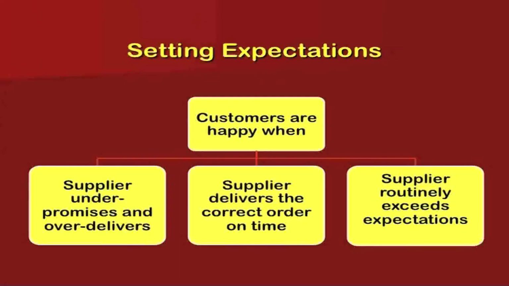Then there is setting expectations. Customers are happy when the supplier under-promises and over-delivers. When the supplier delivers the correct order on time, the supplier routinely exceeds the expectation. Now we have to set up the expectations of the customers. The customer will be happy if you have delivered the product beyond his expectations, or if you have not promised but you give something extra, or you connect the order with timely delivery and quality specification. That is also a kind of satisfaction given to the customers.